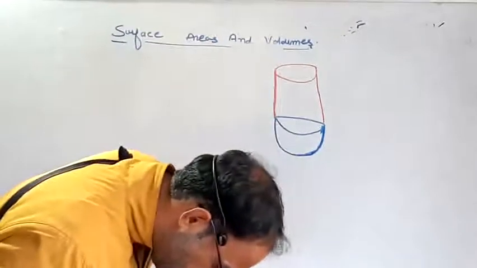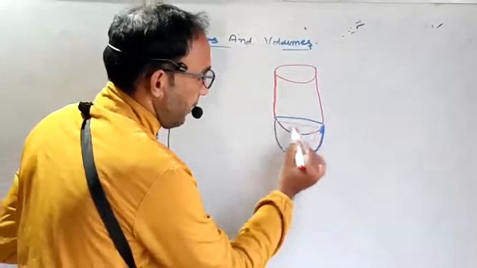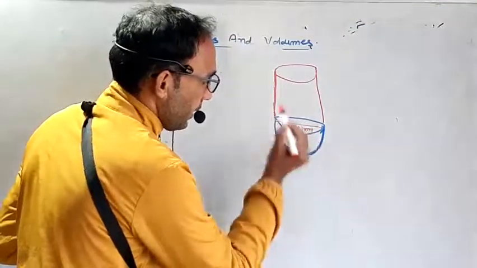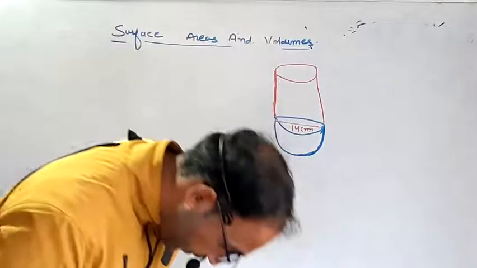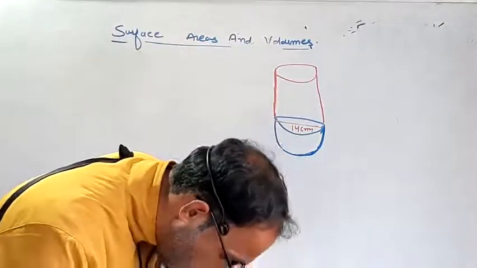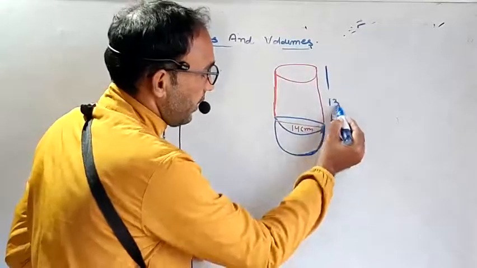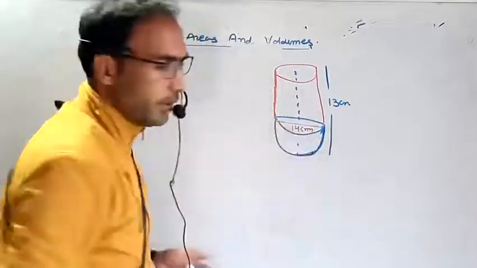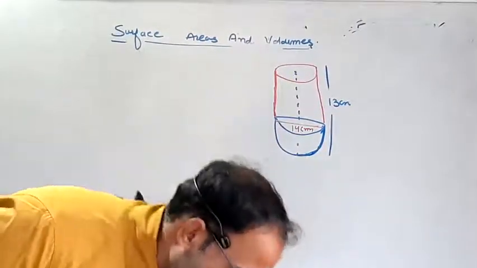In question, the diameter of the hemisphere is 14 centimeter. इसका जो बेटा diameter है, keep in mind, ये कितना है? It is given in question. It is 14 centimeter. दिखाई देता है? चलिए बेटा. And the total height of the vessel, ये जो total height है, this is 13 centimeter. यानी यहाँ से यहाँ तक, it is 13. Now, find the inner surface area of the vessel.